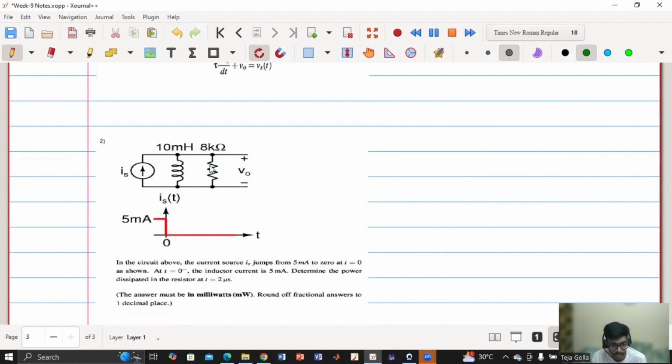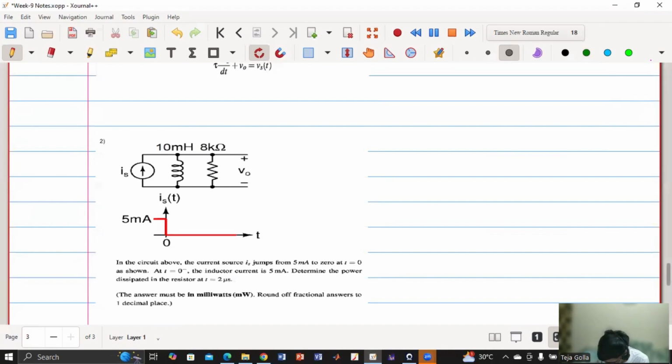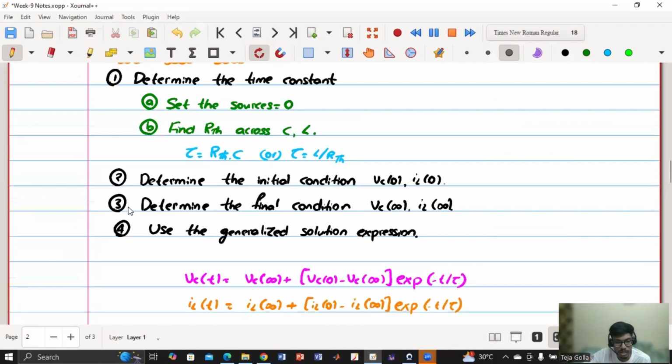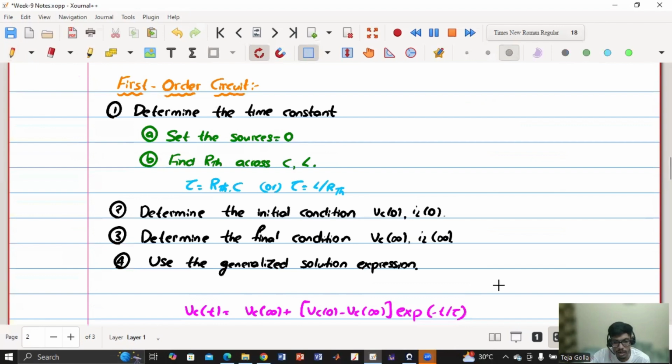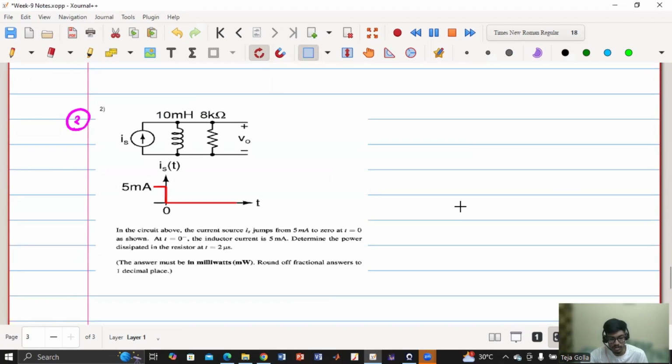So now the inductor current will start dissipating. Initially it will be carrying some current, and then it will slowly dissipate through the resistor and finally reach zero. But they are asking what is the power dissipated in the resistor at t equal to 2 microseconds. So first we need to understand how we'll proceed with this. Every time the method remains the same, so you can follow these guidelines. Maybe I'll just copy paste it so that you can correlate whenever you solve a problem.